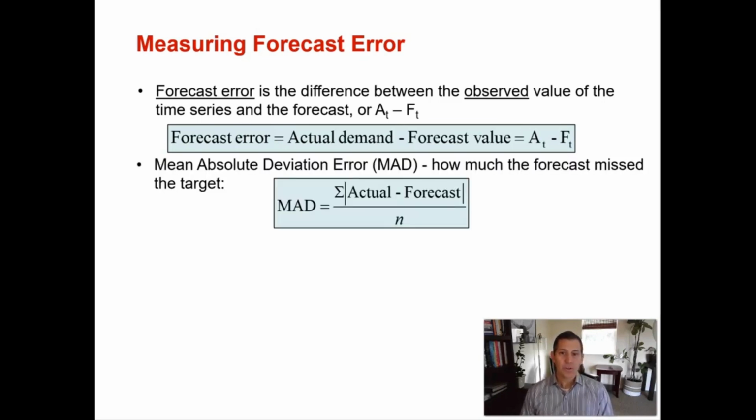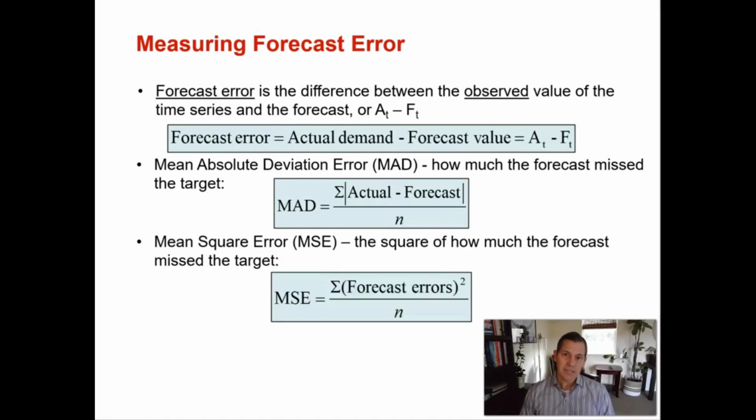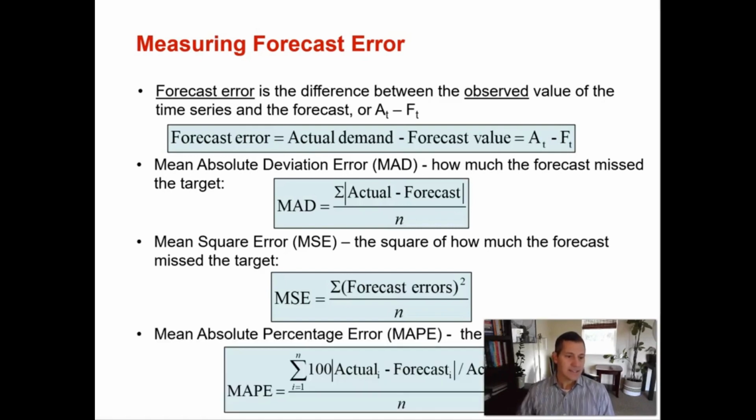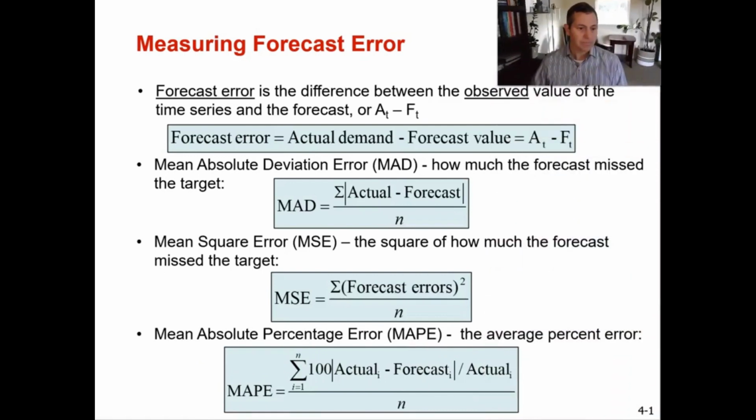The first one we're going to go over is the mean absolute deviation. This is how much the forecast missed the target, and it's the absolute error. So if we're under by a couple or we're over by a couple, it doesn't really matter. We're going to find the absolute error. The next is mean squared error, and this is the square of how much the forecast missed the target. And next is the mean absolute percentage error, which looks at the percentage that we are off.